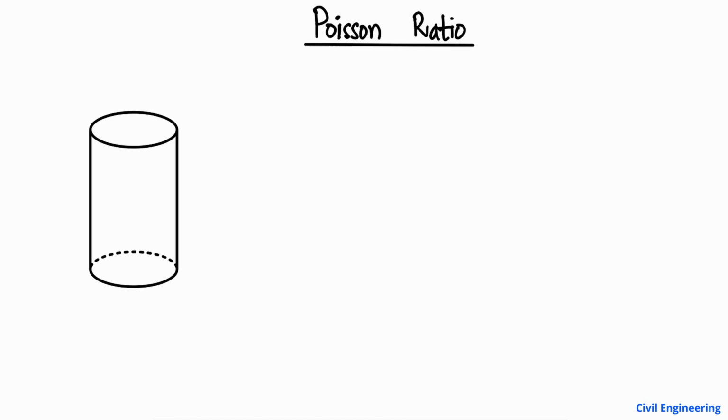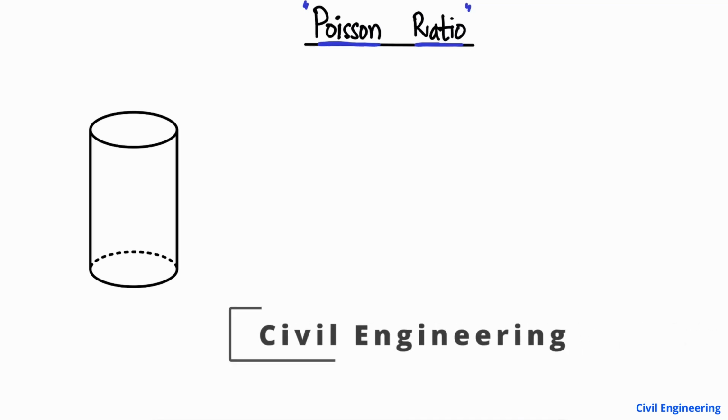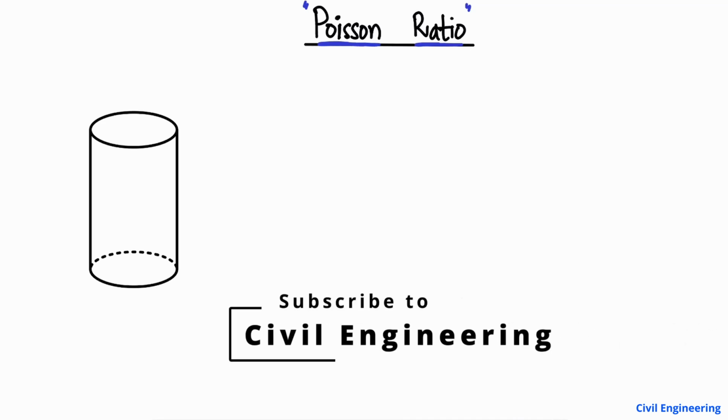In today's lecture, I'm going to explain the Poisson ratio. I will explain this topic with the help of an example here. You see here the figure of a cylindrical shape. I'm going to explain the Poisson ratio with the help of this example, so it will be more easy to understand.